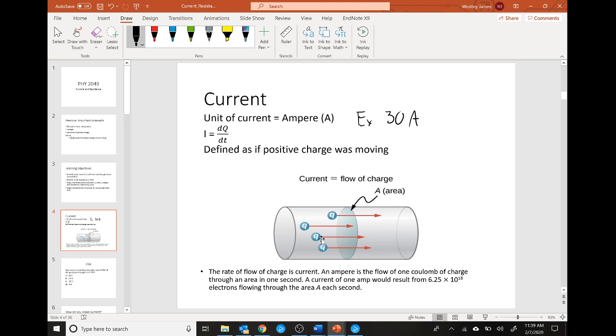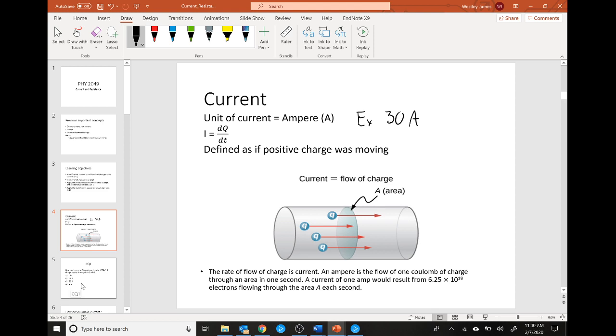And it's through a cross-sectional area. It's a rate of flow is basically all current is, which matches up with the word current, like water current. It's how much charge moves through some cross-sectional area in some unit of time. So you can see here's my nice little derivative, the amount of charge over some time.